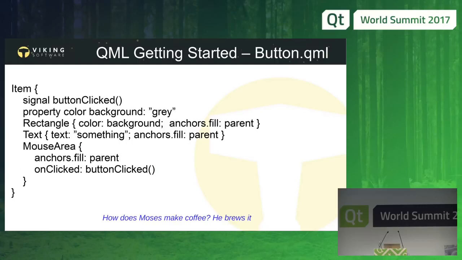We do have the signal. This is exactly the same as if you have a signal when you're coding in a C++ class, a QObject subclass. There's no difference. You use it the same way and you bind to it the same way. Well, sort of. And then we have a property. We do set a few properties here. You would have a long list of properties on a real button, but I only have the background here, which is gray. Then you have a rectangle.